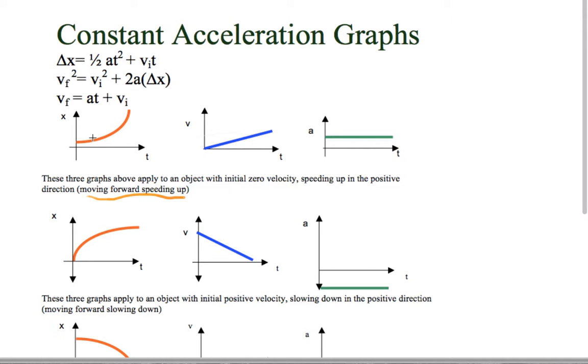Well, using the information from constant velocity graphs, we know this region is slow. And we also notice that this region has a steeper slope, which means it's going faster. So we go from slow to fast, and that means we're speeding up. And the reason we know that we're moving forwards is that the slope is positive. Remember, positive slope means forwards.